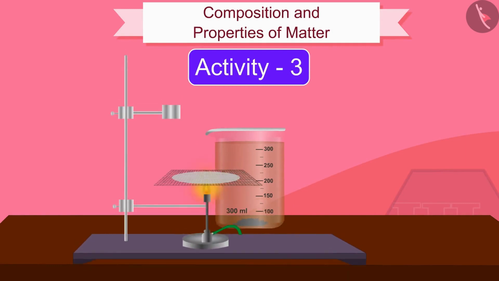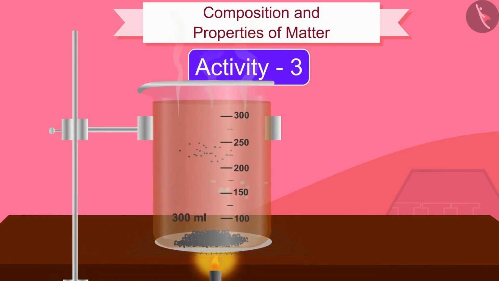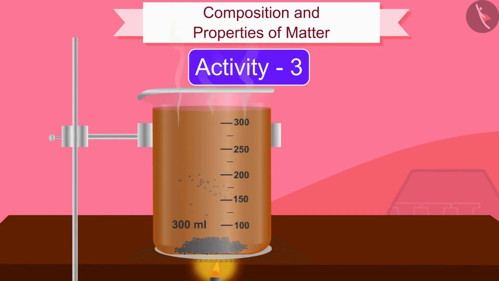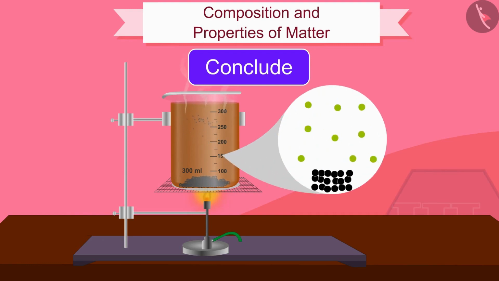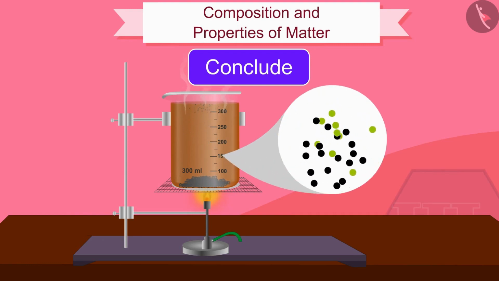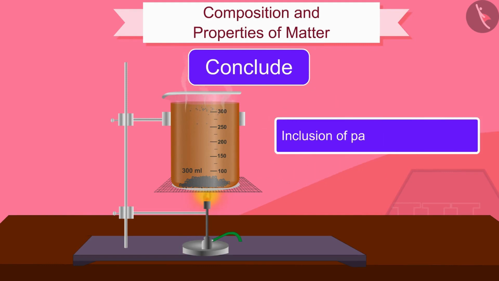Now, if you heat this beaker, what do you see? You can see that on heating the beaker, the color of the tea dissolves more rapidly in water. From this activity, we can conclude that the particles of matter get intermixed with each other on their own. This is due to the inclusion of particles in the space.